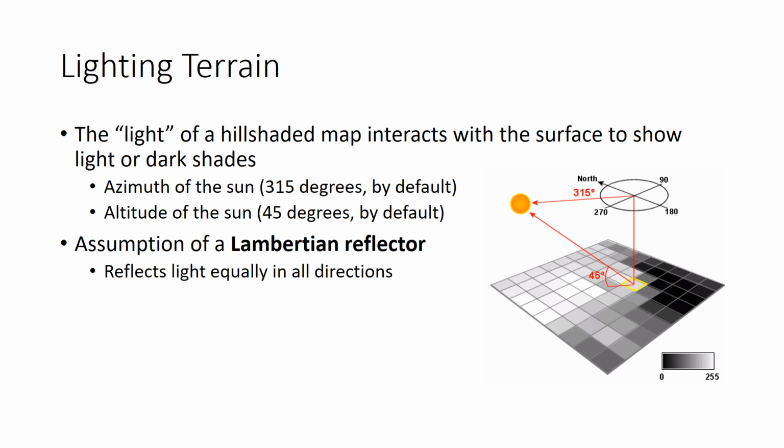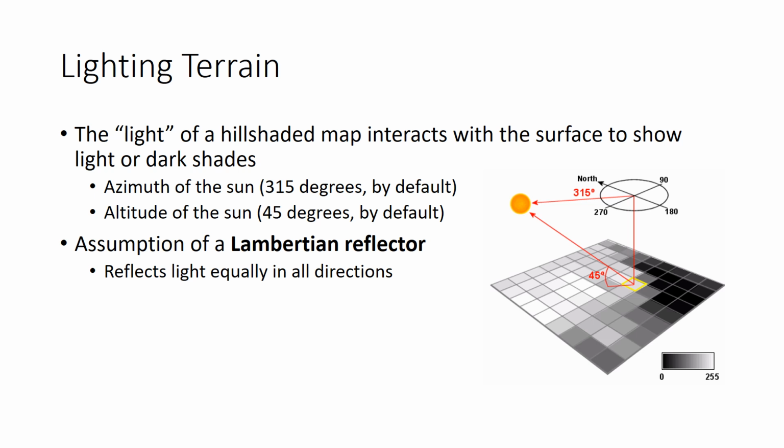So by default, we imagine the altitude at an angle of 45 degrees off of the horizon. So both of these are defaults. If you run the Hillshade tool in ArcGIS, you'll get essentially this default representation. But you can change these. The other assumption is that if we imagine how much light is coming back, we're going to imagine that it reflects light equally in all directions.